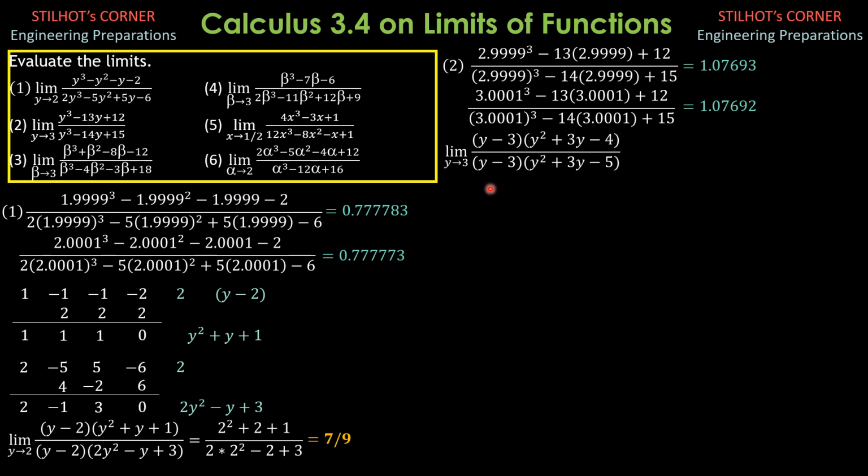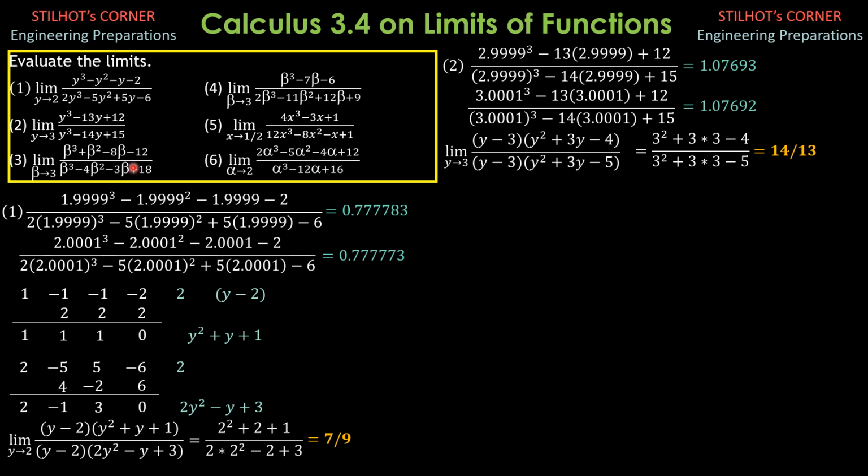We cancel out y minus 3, and when y approaches 3, the numerator does not approach 0 anymore, as well as the denominator. So we substitute 3. So it equals 3 squared plus 3 times 3 minus 4 over 3 squared plus 3 times 3 minus 5. 3 squared is 9 plus 9, 18, minus 4, 14. The numerator is 14; the denominator, 3 squared plus 9, 18, minus 5, 13. So it is 14 over 13. That's the exact value of the limit, and it is approximately equal to this equivalent fractional value.